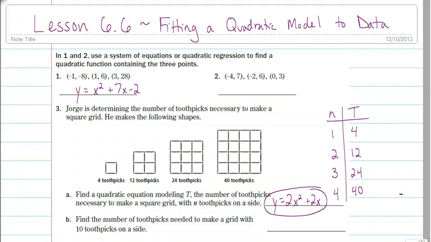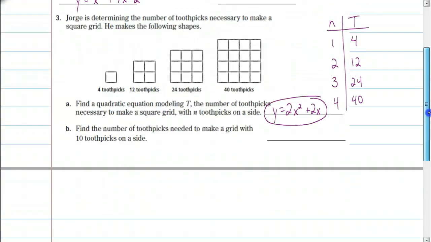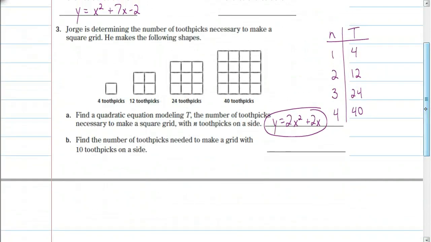Now in part B here, scroll up here, it says find the number of toothpicks needed to make a grid with 10 toothpicks on a side. Well, x represents the number of toothpicks on a side, so you're going to replace x with 10. So your equation would be y equals 2 times 10 squared plus 2 times 10. Well, 10 squared is 100, times 2 would be 200, and 2 times 10 is 20, so you'd have 220 toothpicks.